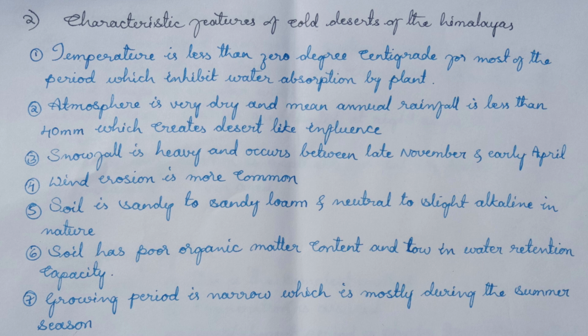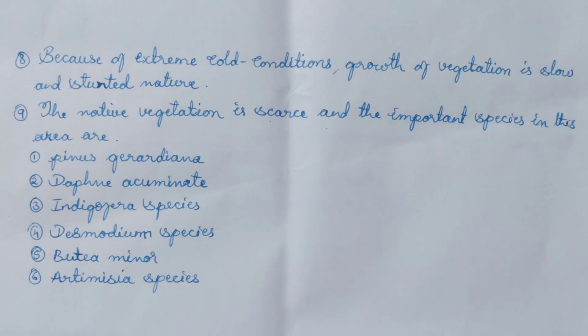Third one, snowfall is heavy and occurs between late November and early April. Fourth one, wind erosion is more common. Fifth one, soil is sandy to sandy loam and neutral to slightly alkaline in nature. Sixth one, the soil has poor organic matter content and low water retention capacity. Seventh one, the growing period is narrow, mostly during the summer season. Eighth one, because of extreme cold conditions, growth of vegetation is slow and stunted.